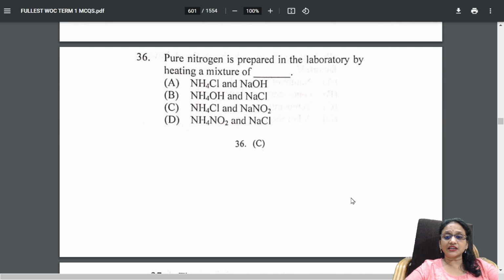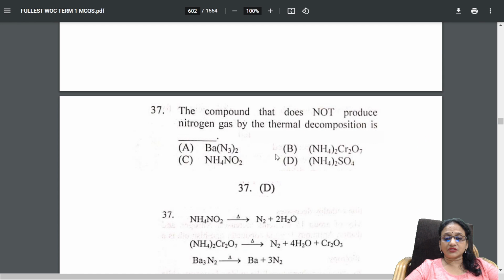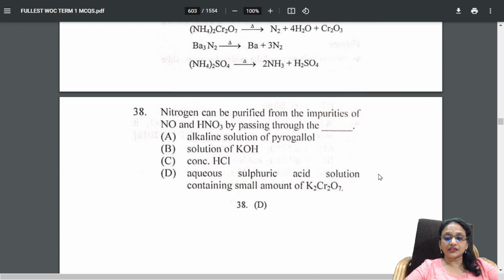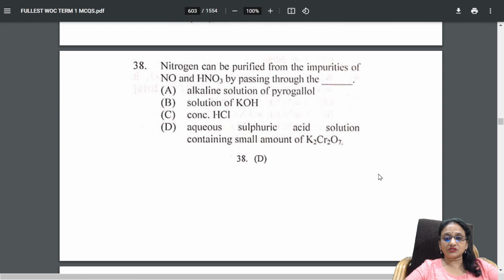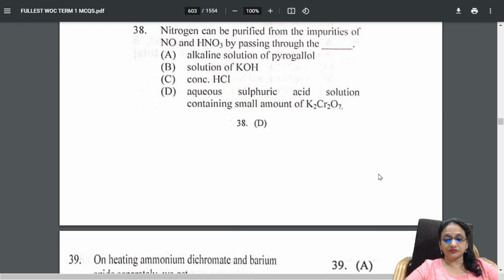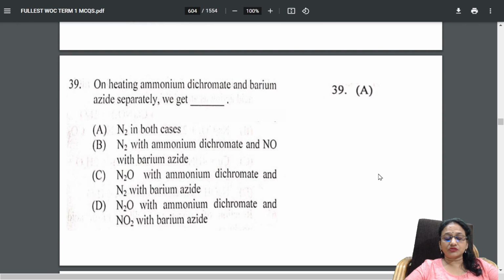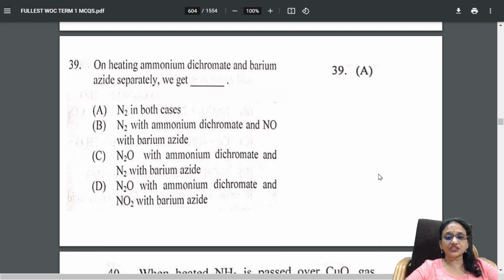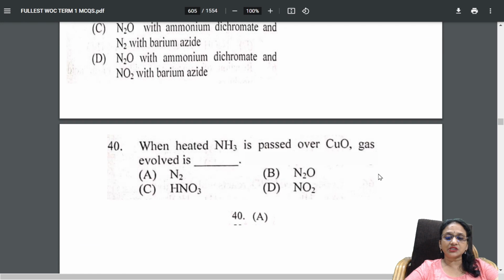See here, chemical reactions are given like this, students. Remember that. So the chemical reactions are also given here. Learn it. Gradually, what are the reactions of nitrogen with sulfuric acid? What happens? Whether it reacts or not. They're going to ask you this question. On heating ammonium dichromate and barium azide, what products do you get? Nitrogen gas, because they are nitrogen-rich compounds.